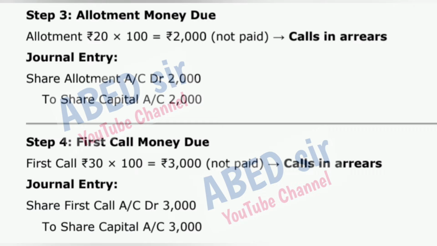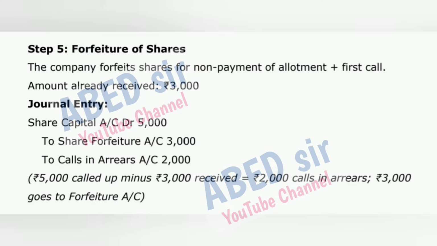Journal entry. Share First Call A/c Dr. 3000 to Share Capital A/c 3000. Step 5. Forfeiture of shares. The company forfeits shares for non-payment of allotment plus first call. Amount already received 3000 rupees.